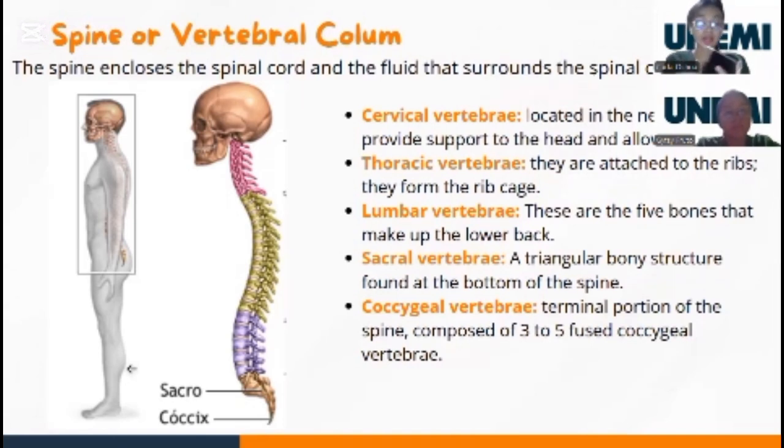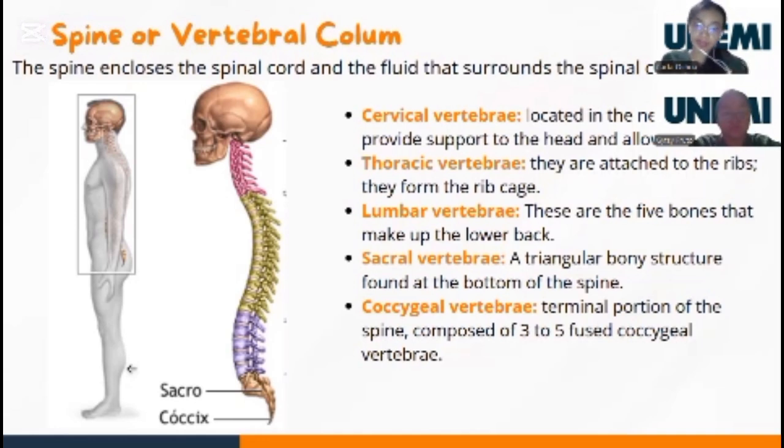Cervical vertebra, located in the neck. They provide support to the head and allow it to move. Thoracic vertebra. They are attached to the ribs. They form the rib cage.